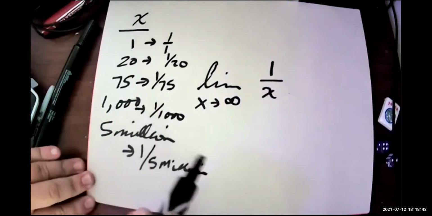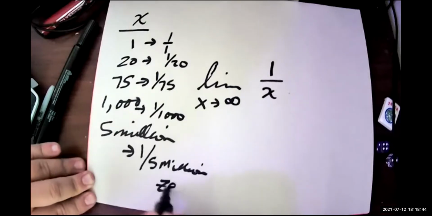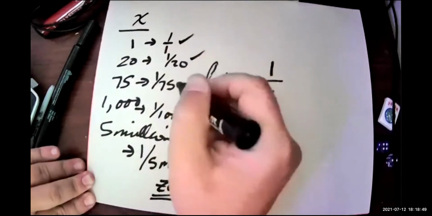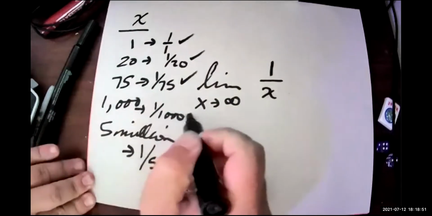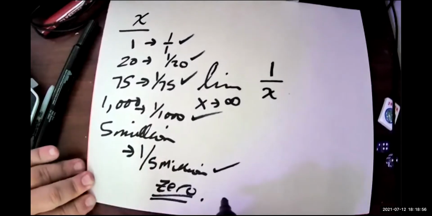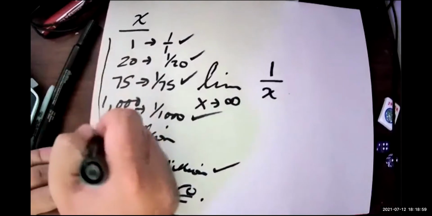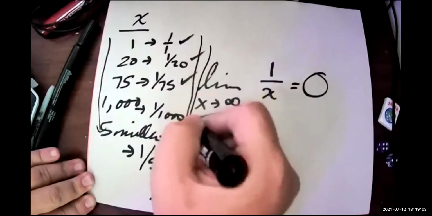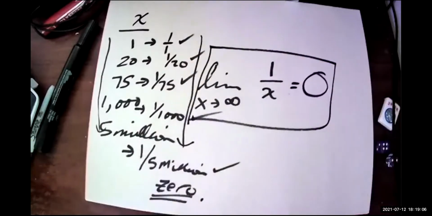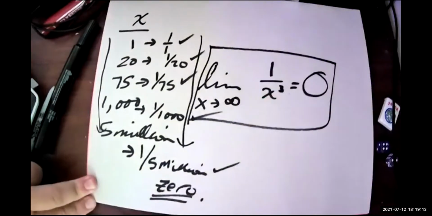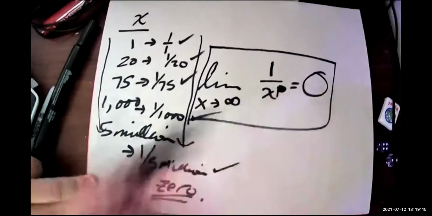1 over each number is actually getting closer and closer to 0, isn't it? In other words, 1 over 1, 1/20th is very small, 1/75th is even smaller, 1/1000th is very small, 1/5 millionth is almost 0. So as x approaches infinity, 1 over x approaches 0, which is why this statement is such a powerful, important, strong statement. The limit as x approaches infinity of 1 over x is 0. Likewise, if I had an exponent here, it would only get to 0 quicker. So we can say p there.